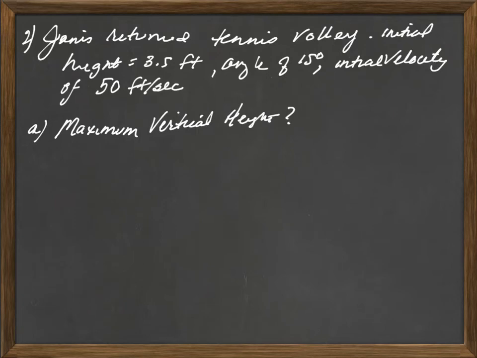Number 2 is about Janice, who's returning a tennis volley from an initial height of 3.5 feet, so that's h naught, at an angle of 15 degrees, that's theta, and initial velocity of 50 feet per second, so that's v naught. And we know that gravity is going to be 32 feet per second squared because the velocity is in feet per second. So it asks for the maximum vertical height.